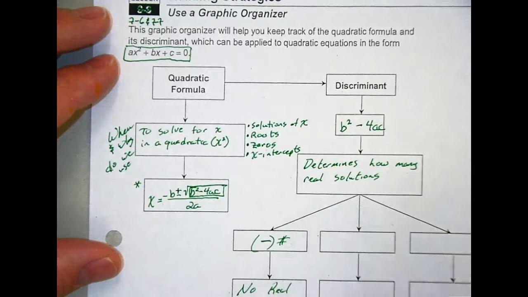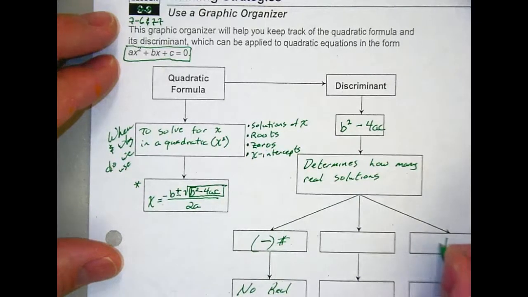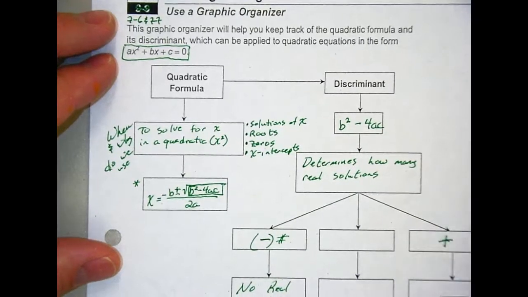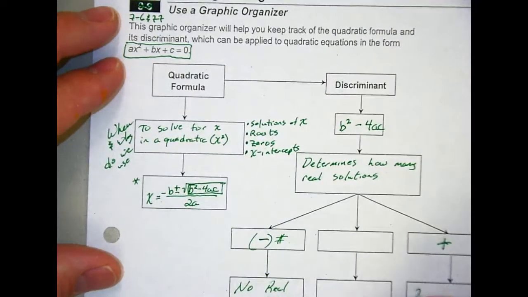What happens if it's a positive? What happens when we get a positive inside that radical? Yeah, we get two real solutions. Remember, that's when we have that plus minus. We get two real solutions.